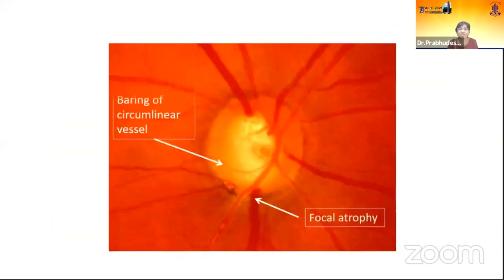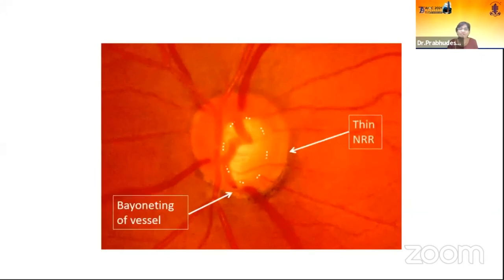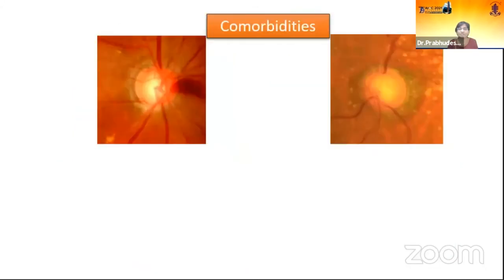So just summarizing all the signs: focal atrophy, baring, laminar dot sign, bayonetting of vessel, thin NRR, pallor cup discrepancy, RNFL thinning, and definitely don't forget the documentation.